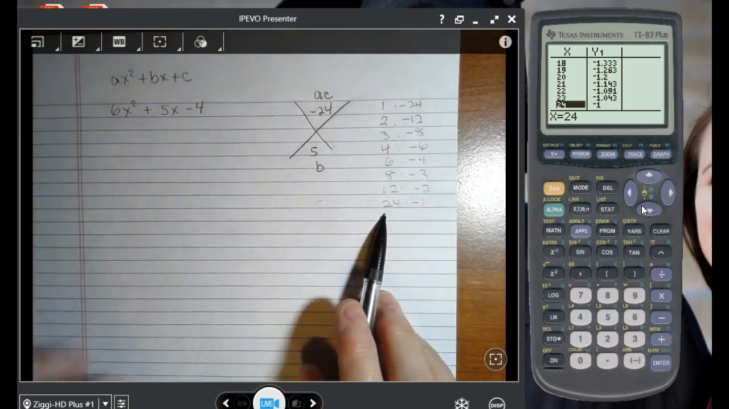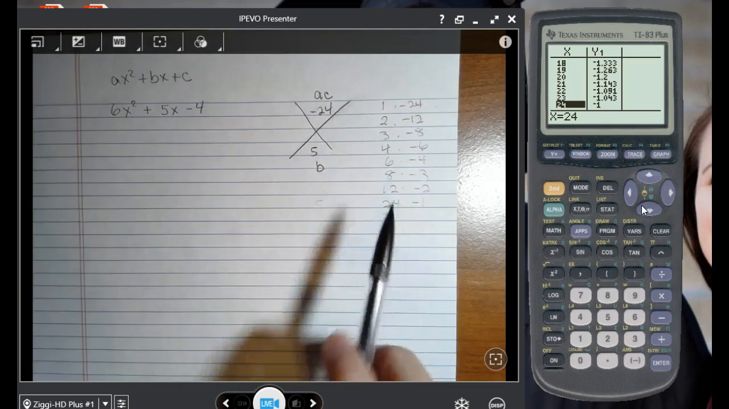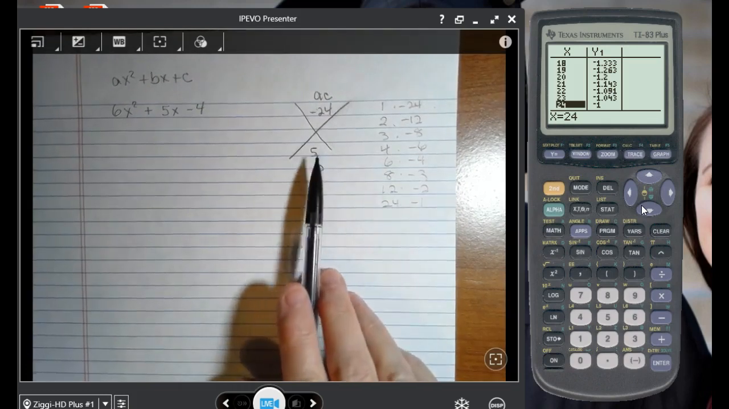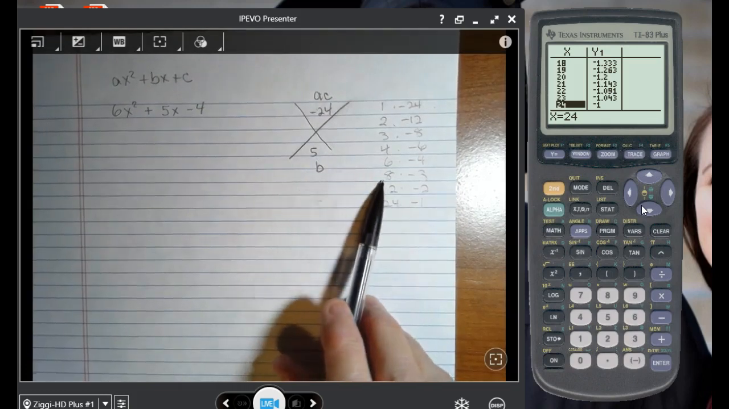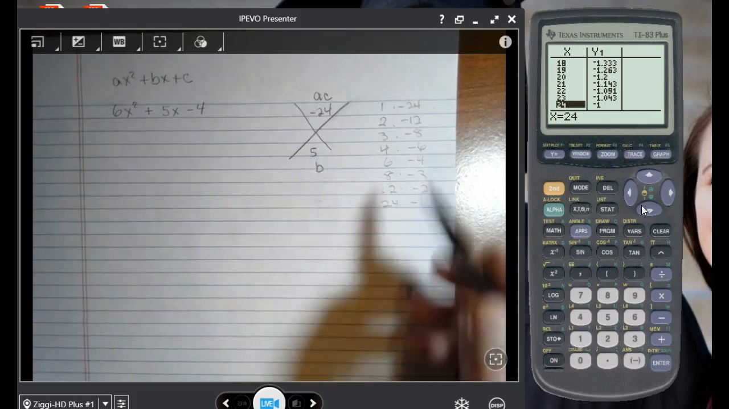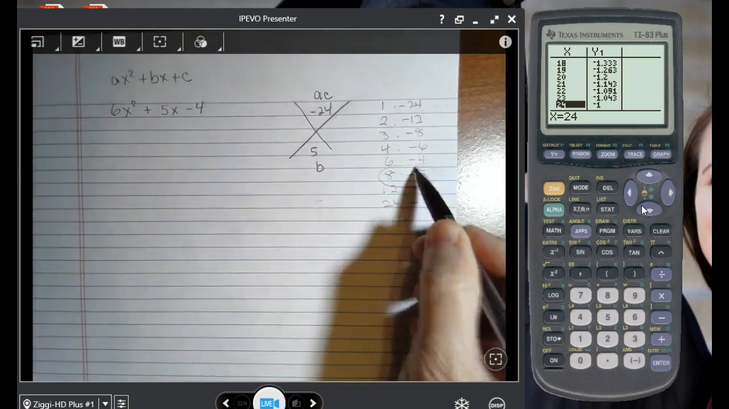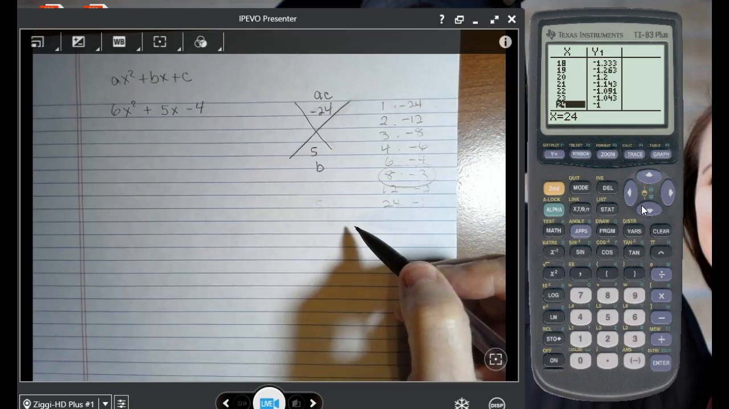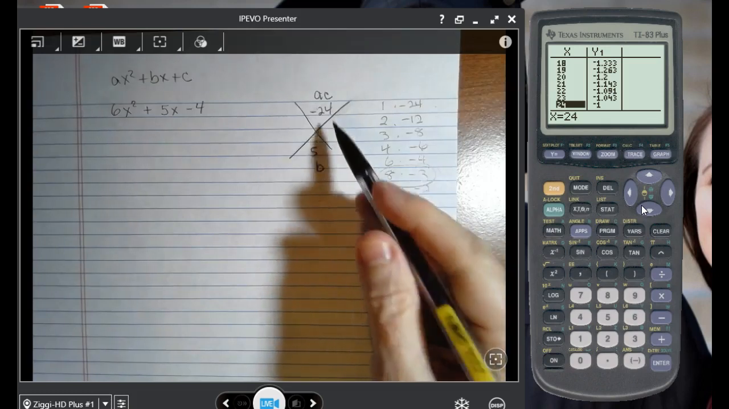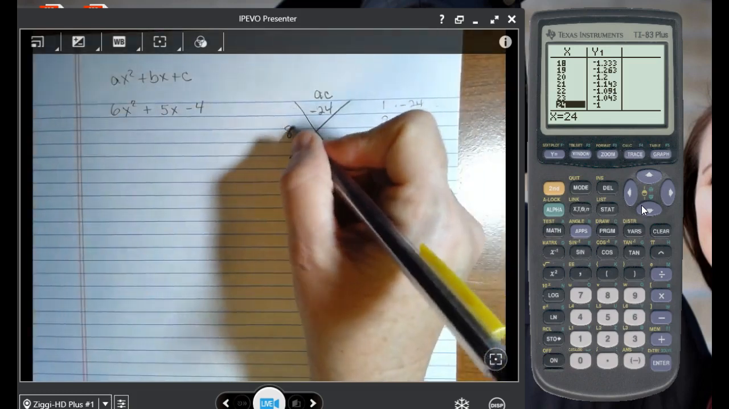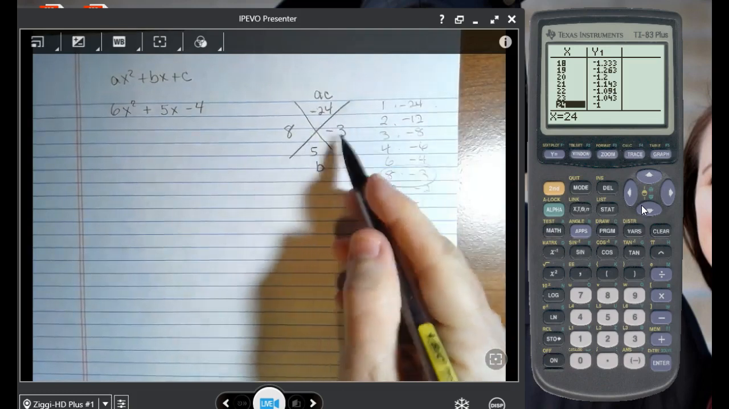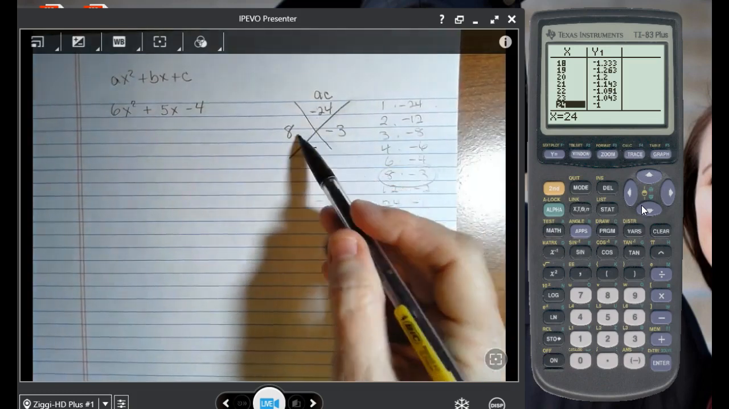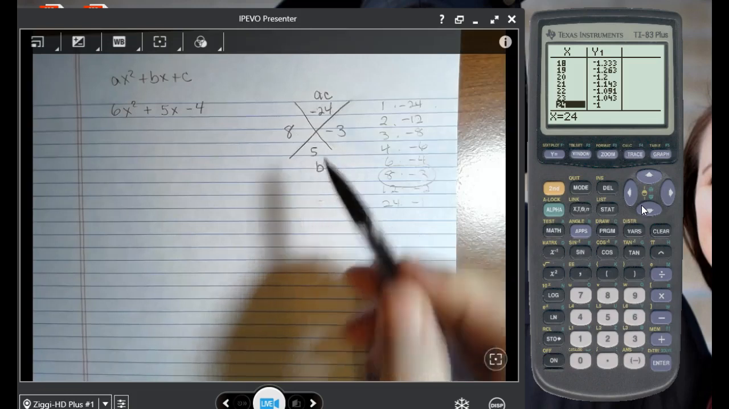And which one of these could we add and get a 5? So let's look at what we have. And it's a positive 5. So I'm looking at 8 and negative 3 right here, because we can actually add those together and get a positive 5 and multiply those and get a negative 24. So that's what goes here. So again, these should multiply to give you this number and add to give you this number.